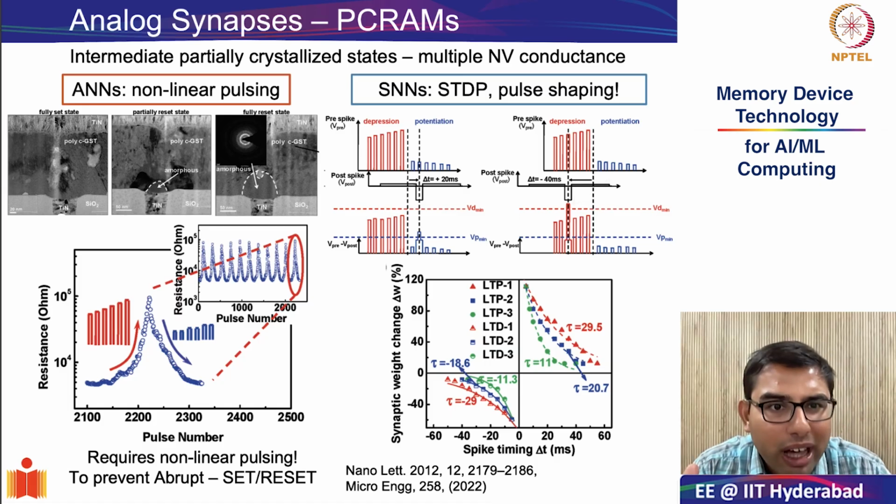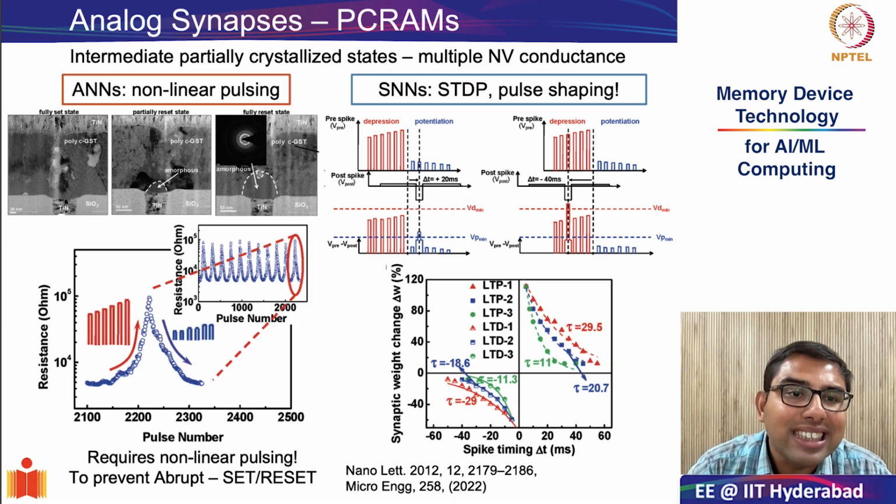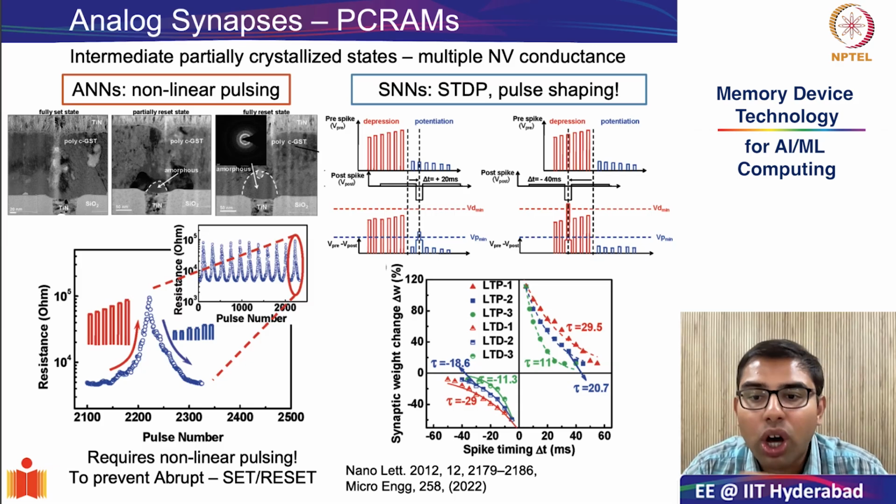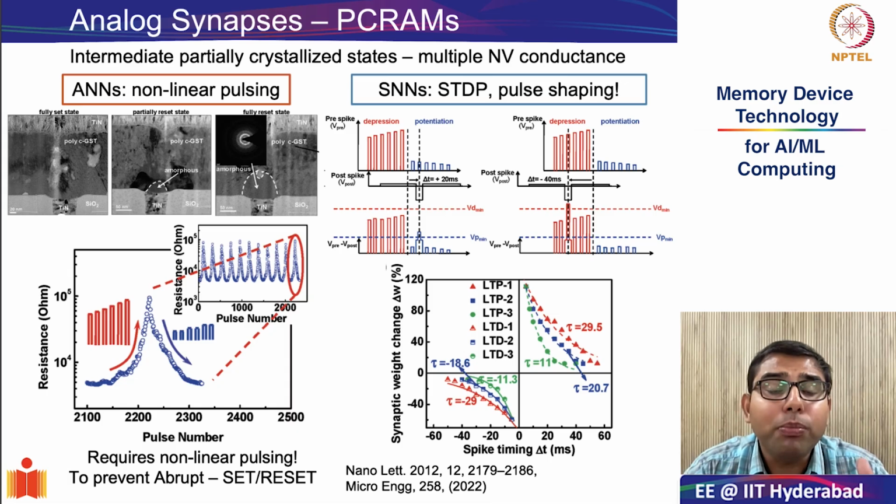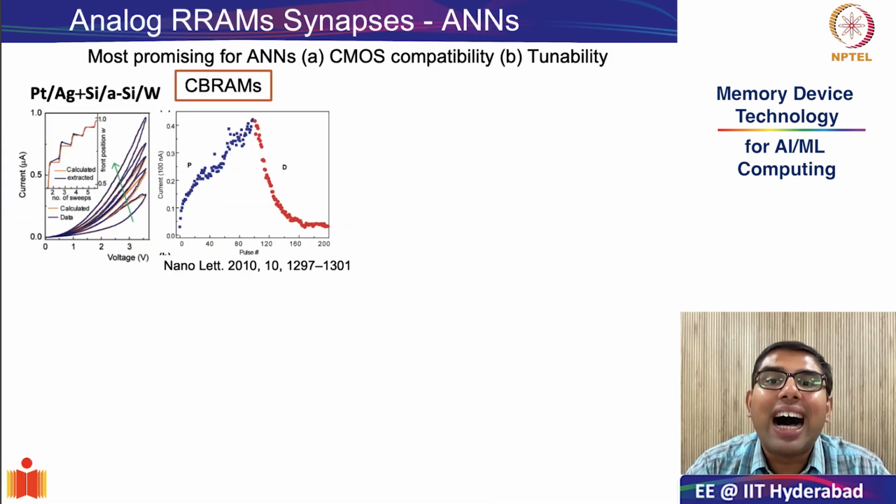To conclude our discussion about PCRAMs, it is safe to say that whether they are used for ANNs or SNNs, PCRAMs are such nonlinear devices that most of their work is being facilitated through pulse engineering. And that really adds a little bit more complexity in the external peripheral circuitry. So next we will move to RRAMs.